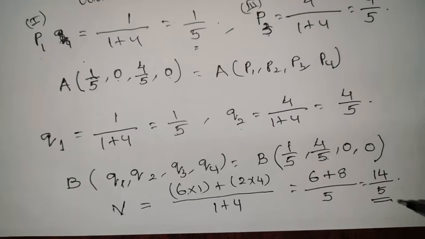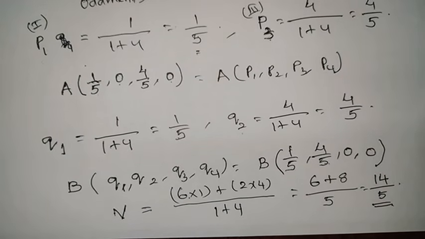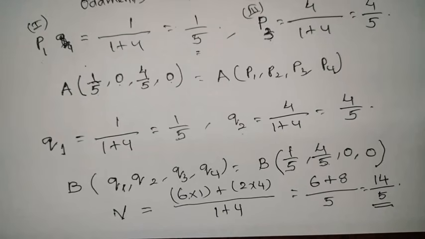As the value of the game we got is positive, we can say that player A wins the game by 14 by 5 points. So like that we are able to solve a game theory problem if it does not have a saddle point with the help of a combination of two methods, that is the dominance principle and the algebraic method, right? So I hope you understand this problem.